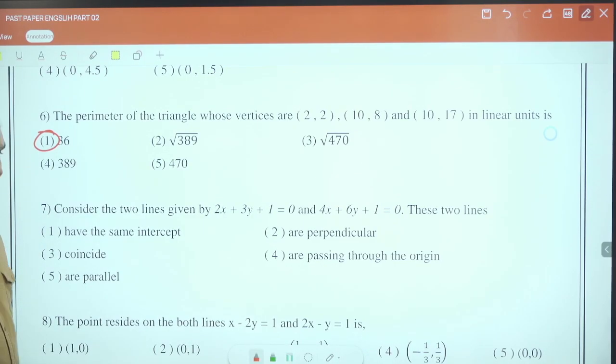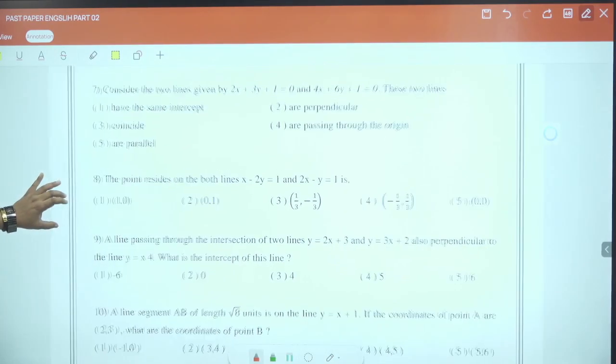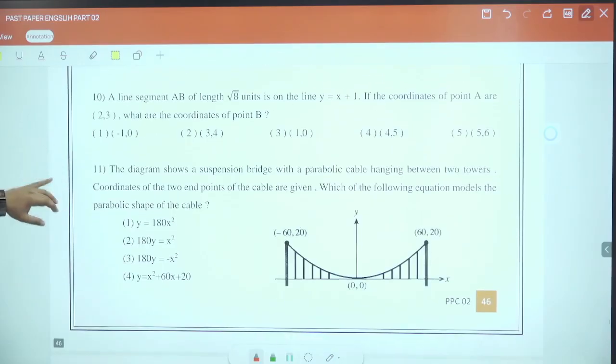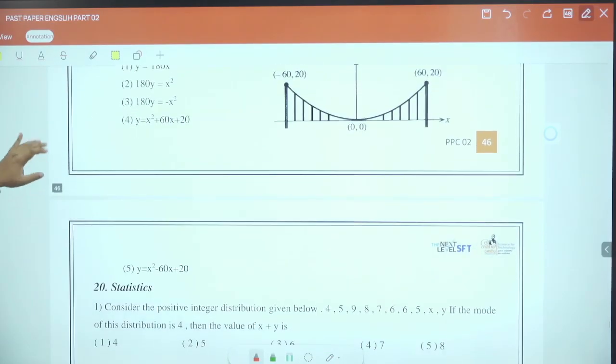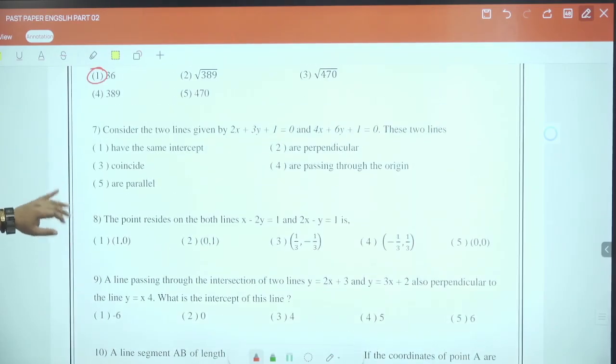Sorry, Ravish, did you get it? Shall we go to the next one? Because we have only a few more minutes to go. We have to complete at least the 11 questions. So where were we?